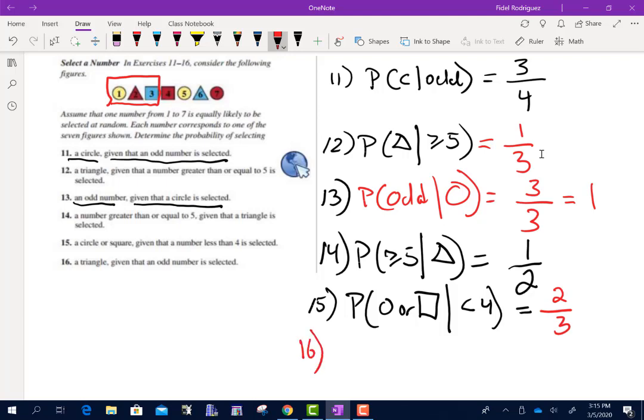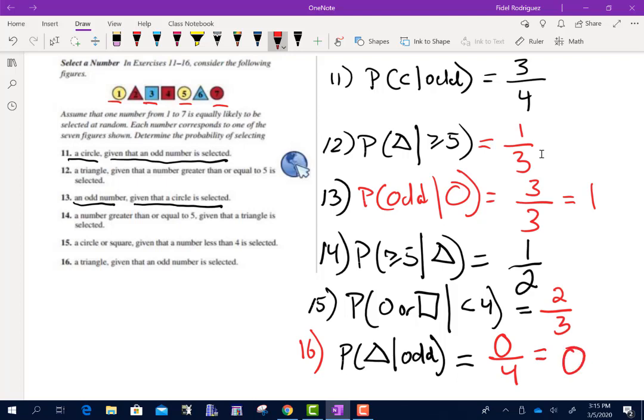And then finally, number 16 says, what's the probability that we're going to get a triangle given that we have an odd number selected? Okay, so let's figure out odd numbers. That one, that one, that one, and that one. Okay, so we have 4 odd numbers. Out of those 4 odd numbers, how many of them happen to be triangles? The first one's a circle, second one is a square, third one's a circle, last one's a circle. None of them are. So the probability here would be 0. Okay.